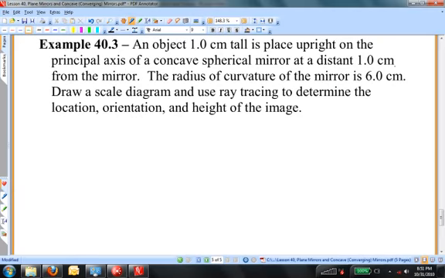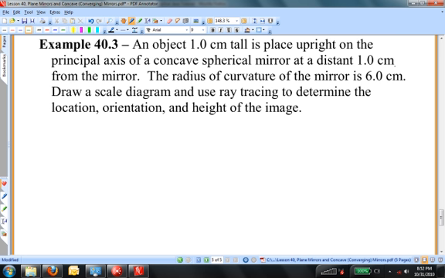An object 1 centimeter tall is placed upright on the principal axis of a concave spherical mirror at a distance of 1 centimeter from the mirror. The radius of curvature of the mirror is 6 centimeters. Draw a scale diagram and use ray tracing to determine the location, orientation, and height of the image.